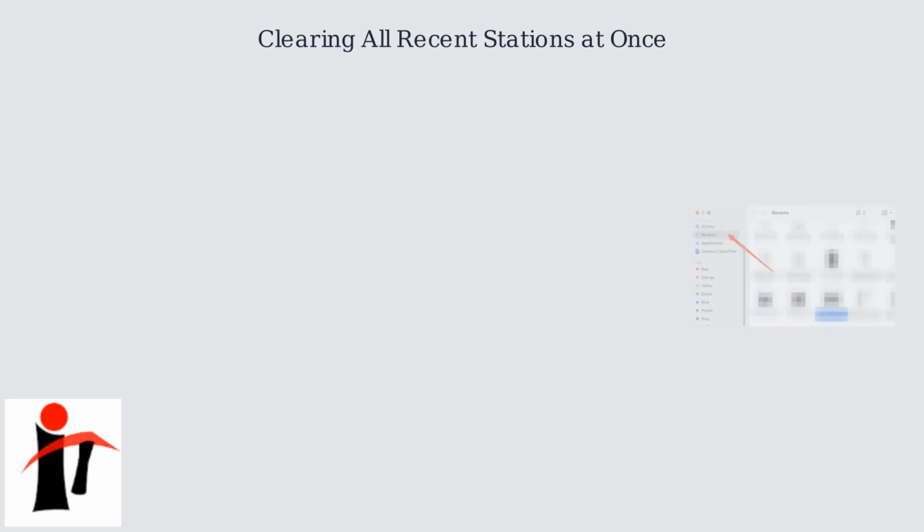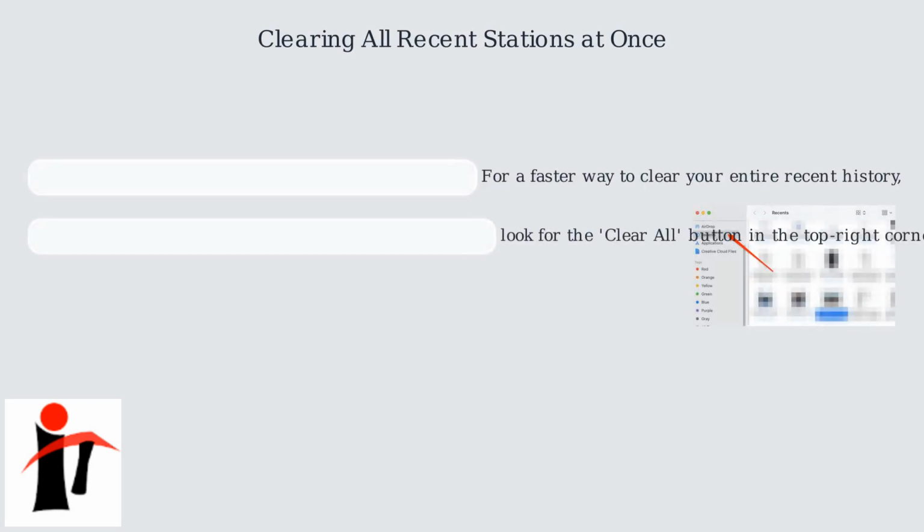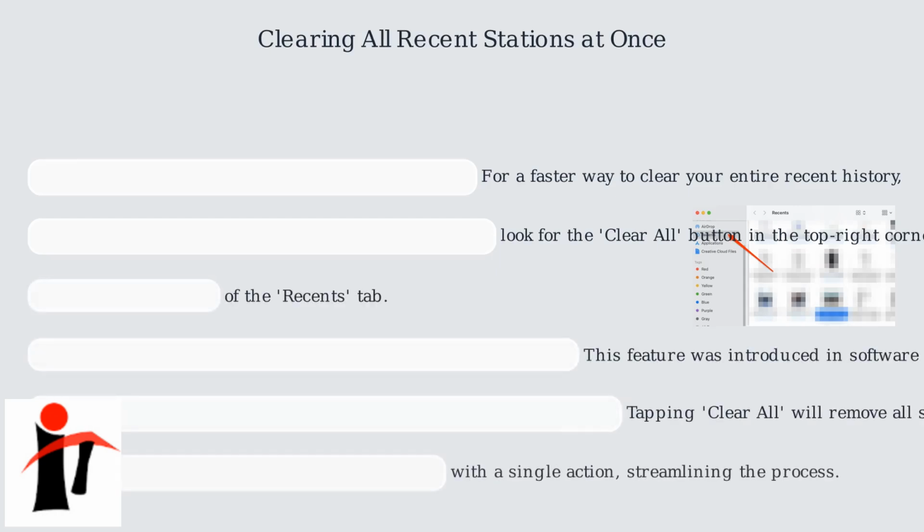For a faster way to clear your entire recent history, look for the Clear All button in the top right corner of the Recents tab. This feature was introduced in software version V12 and later. Tapping Clear All will remove all stations from your recent history with a single action, streamlining the process.